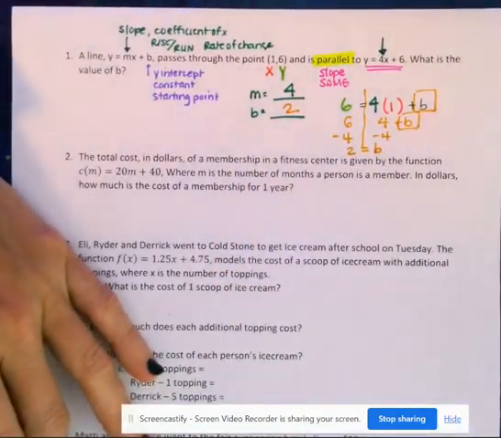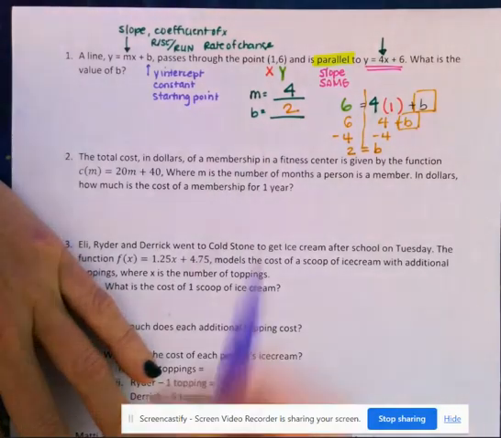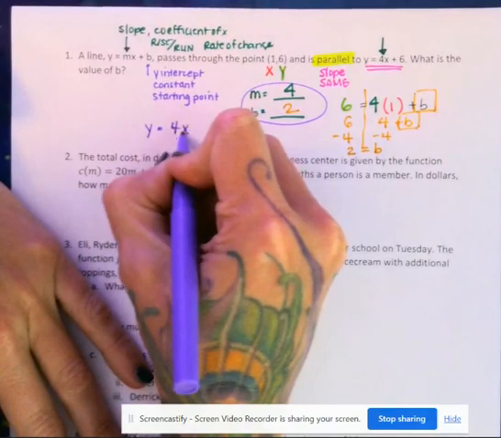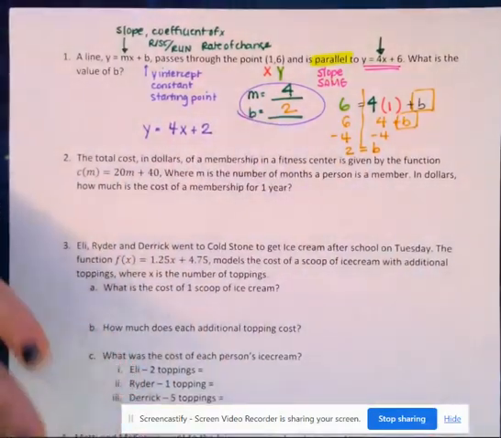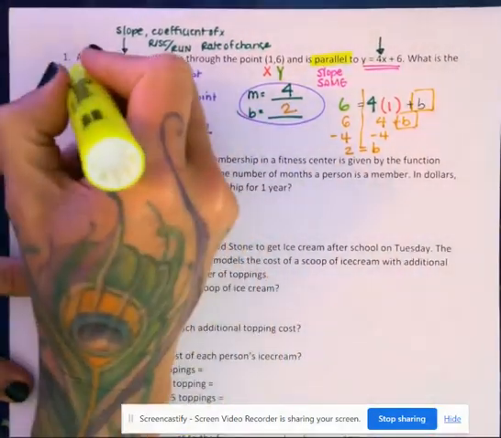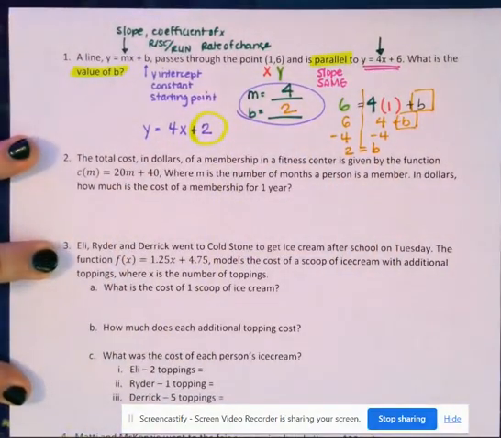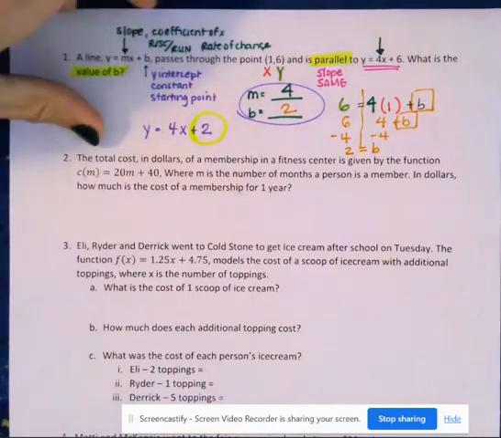Now we have the 2 parts necessary to write the equation of the line because it's all we need. So y equals 4x plus 2. And the question said, what is the value of b? 2 is our answer. The answer to this question is 2. The equation that would be comparative is 4x plus 2. And those two lines would never touch.